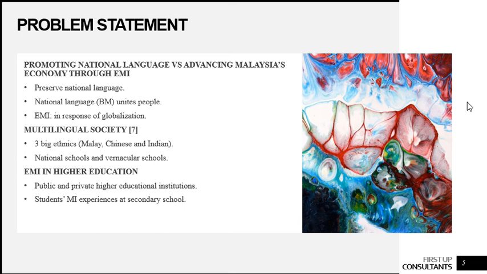As we go along, public and private higher educational institutions in Malaysia normally use English as the medium of instruction in teaching and learning sessions. They are also having troubles, especially low competent students in English when they enter university or colleges, because they are affected by their own medium of instruction experiences at secondary school. Let's say they use Bahasa Malaysia, then they have to switch to English when they enter university or colleges. That is the problem.